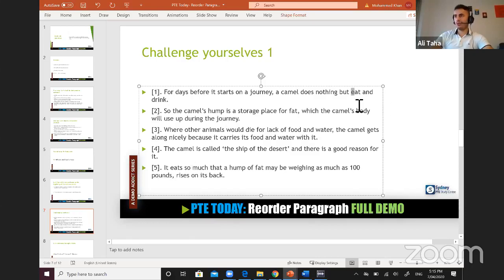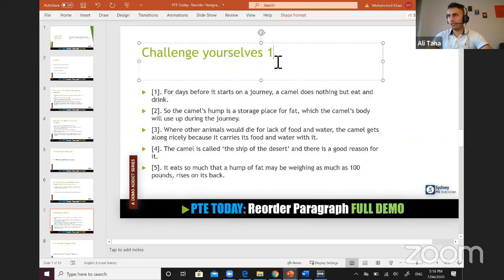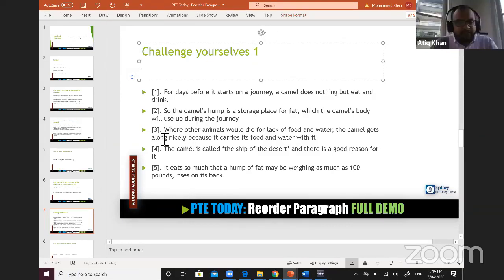So if we apply the tip that we have discussed, linking the end of a sentence to the beginning of the next: eat and drink, it eats so much. Those pairs were so clear, so I'm going to keep them in my mind so I don't forget. Now I'm going to go with the independent sentence. Atik, which sentence do you think is the independent one? Well, I think it could be the 4th one.